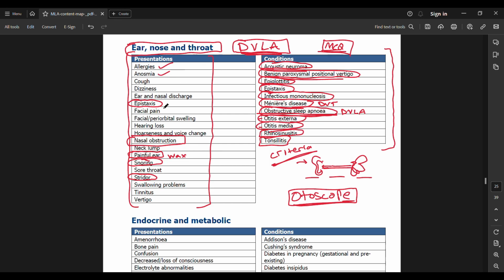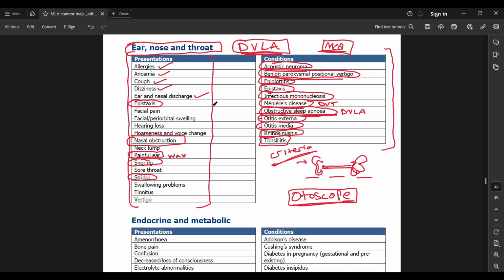So anosmia could be a neurological problem, could be some kind of nasal obstruction, could be a viral infection. You've got your cough, so upper respiratory tract infection. You've got your dizziness, right? You've got your BPPV, Meniere's disease, acoustic neuroma, right? Next, you have your ear and nasal discharge, your infections, right?